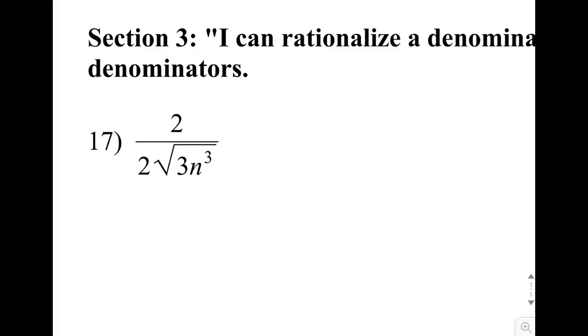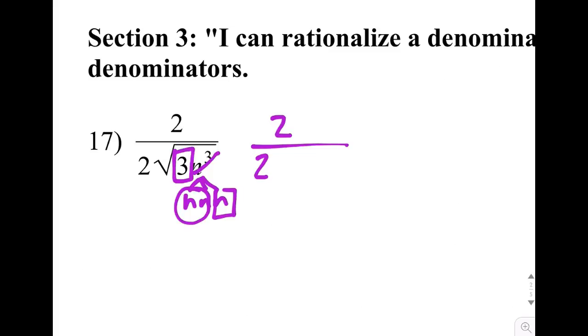First thing we can do is try to break down that root. We only have a root on the bottom, so no fraction here. We just need to break it down. And 3 doesn't break down, so that's just going to be a leftover. n to the third breaks down into n times n times n. Pair of n's and a leftover there. So on the top we have a 2. On the bottom we have a 2 times an n that comes out. In the square root, the leftover is 3 and an n.